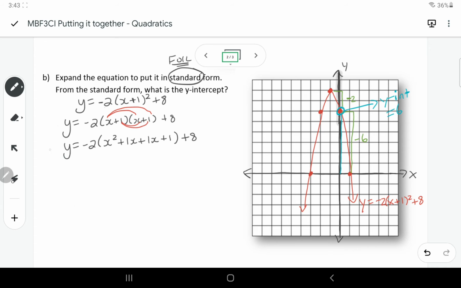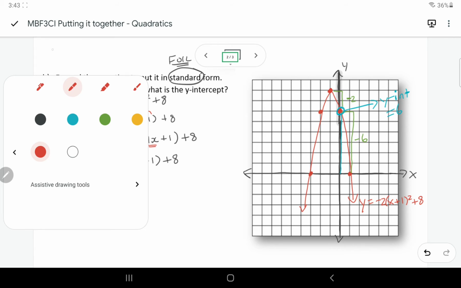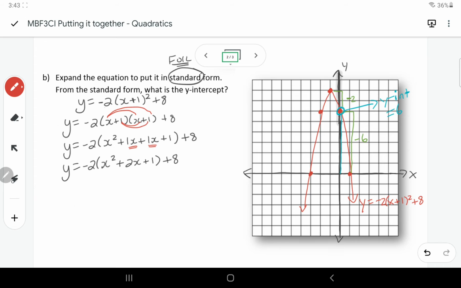And now we have some like terms in the middle. So I see 1x and 1x, that's 2 x's in that middle. So negative 2 times x squared plus 2x plus 1, and then plus 8 at the end. Now I can multiply in the negative 2. Remember BEDMAS, I'm not going to try and add the 8 until after I multiply that.